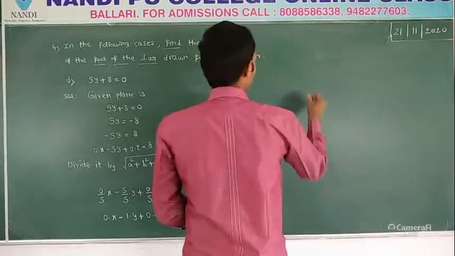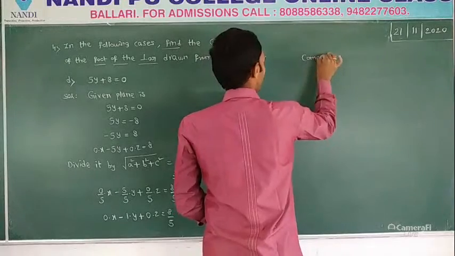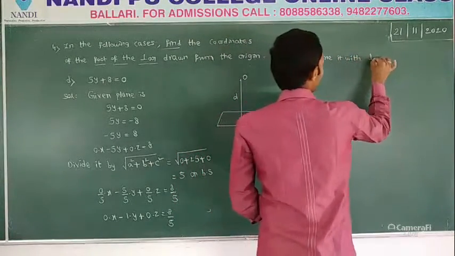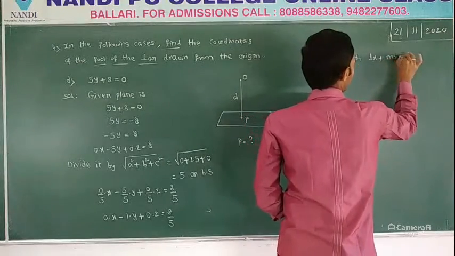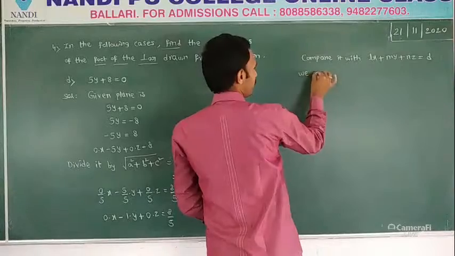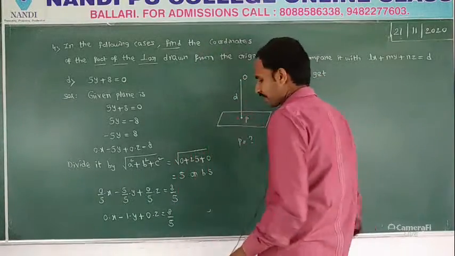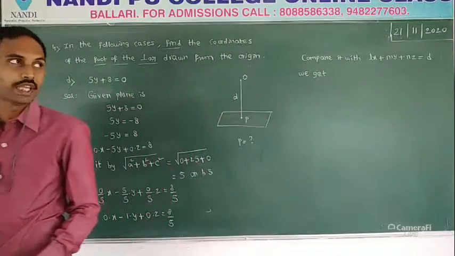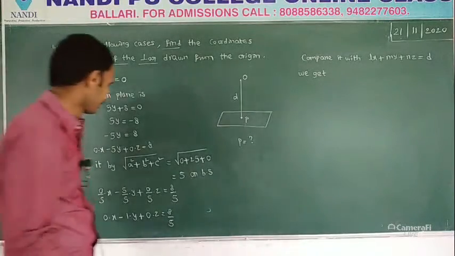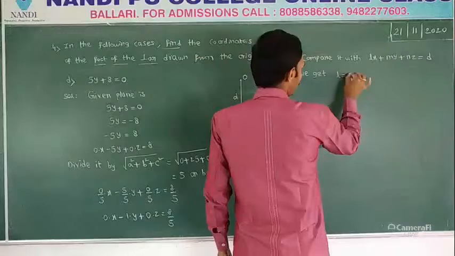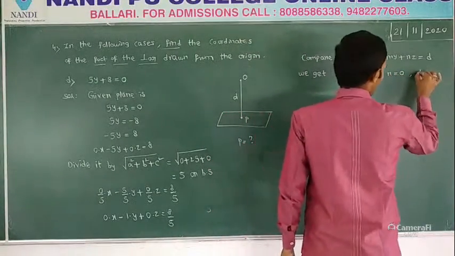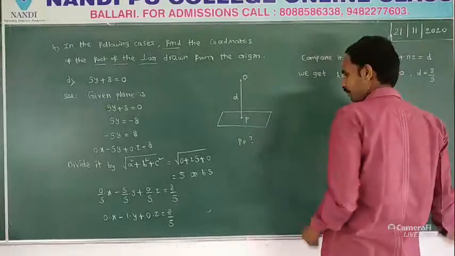Compare it with Lx plus My plus Nz is equal to D. We get, write L, M, N, D values. L is equal to 0, M is equal to minus 1, N is equal to 0, D is equal to 8 by 5.